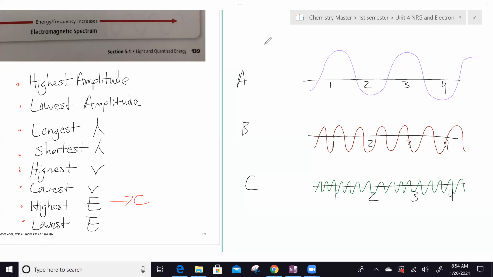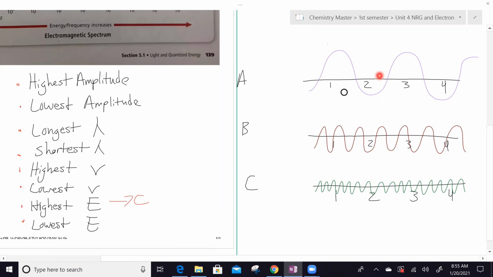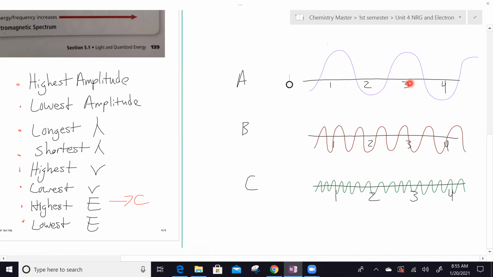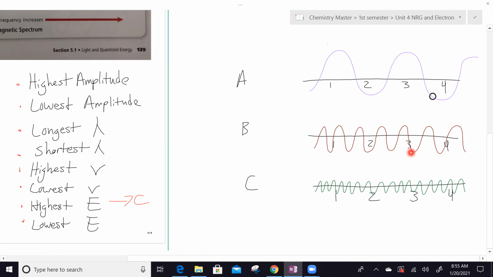Very nice. Anybody else? Miss Payton, yes. What's the difference between energy and frequency? Okay. So energy is how much is being carried by the wave. Frequency has to do with how many waves you see per second. Notice that I have these numbers right here, 1, 2, 3, 4. This is like seconds.